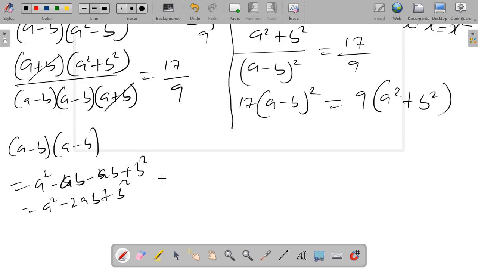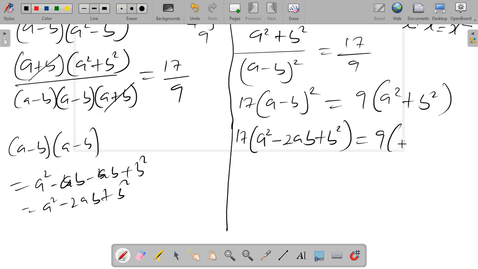So now instead of doing that, it's better you just use this shortcut. The shortcut says square the first one. So I have my 17 outside here. I will say square the first one, a squared, multiply the first one and the second one, double it, you have minus 2ab, square the second one, you have plus b squared. You see, we got the same answer. So it's equal to 9 into (a squared plus b squared).